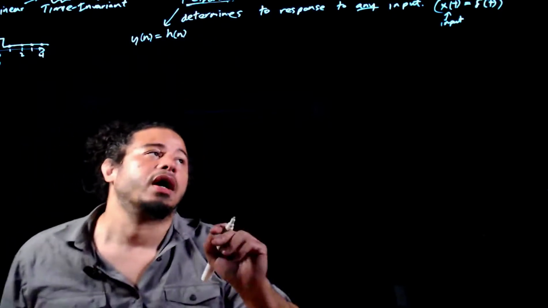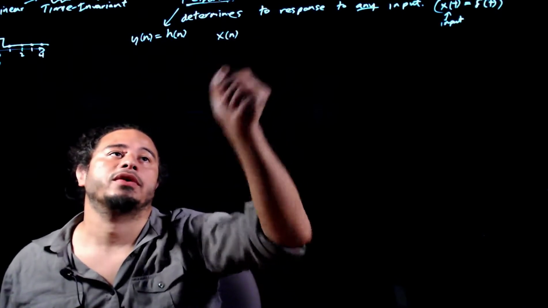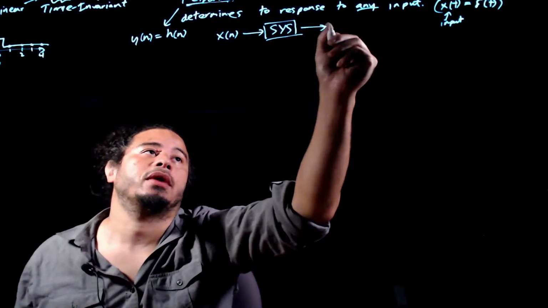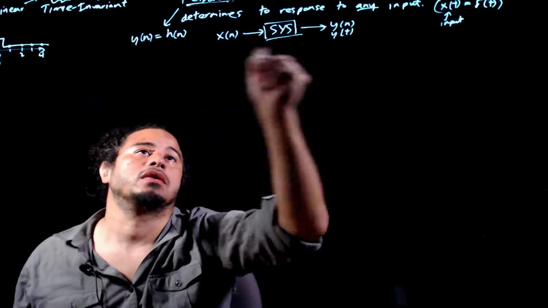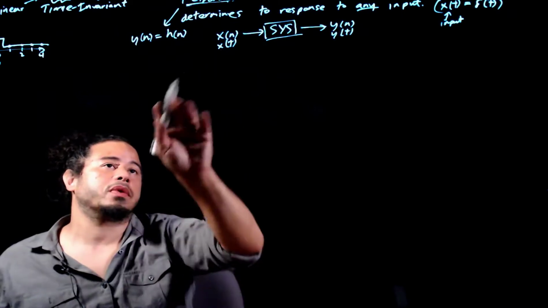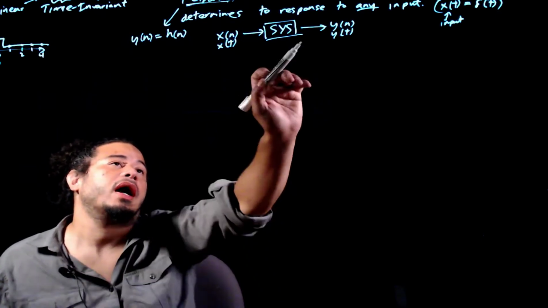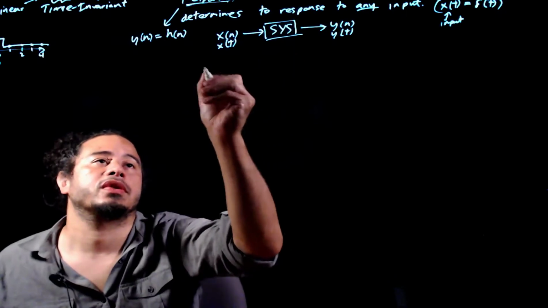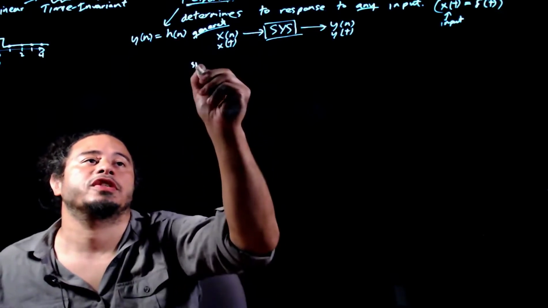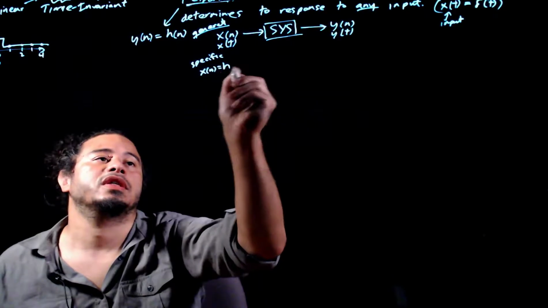Okay, so remember our basic diagram of system input-output relationships is that we have an input x of n or x of t, and that goes into some system. I just call it sys here. Okay, and that gives you an output y of n or y of t, depending on whether the system is discrete, like x of n, or continuous, like when the input is x of t. Okay, and so this is the general case. Okay, and then this is for a specific case, when x of n is equal to h of n.